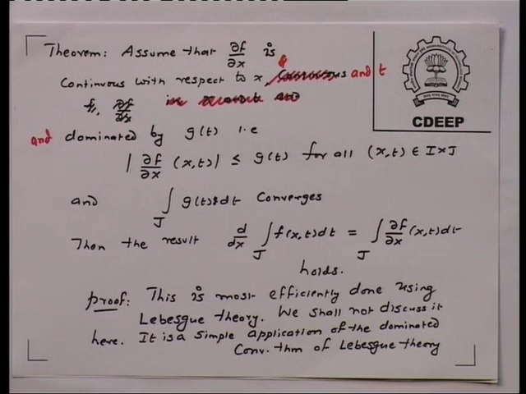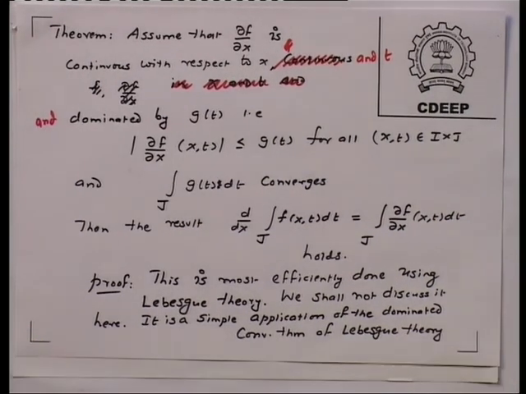Is it clear? What is the theorem saying? You are given a function of two variables x and t. Del f by del x exists. I am going to assume that del f by del x is continuous in both variables x and t, and the modulus of del f by del x at (x,t) is less than or equal to g(t) everywhere, and the integral of g(t) dt over J is a convergent integral. Then you can differentiate under the integral sign.